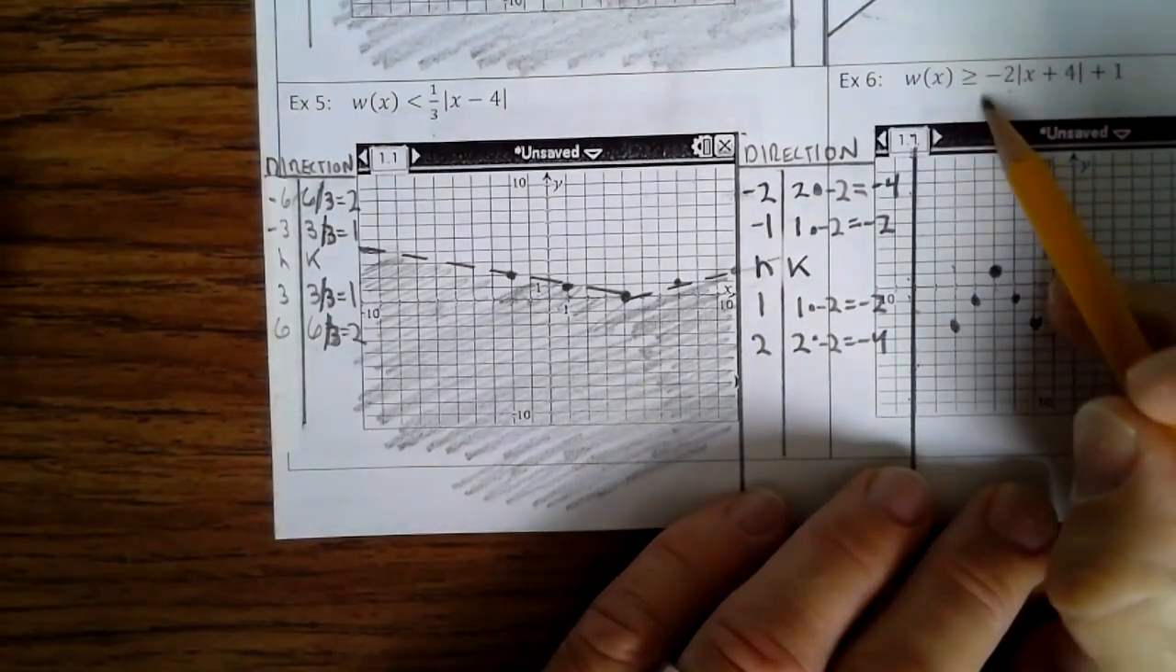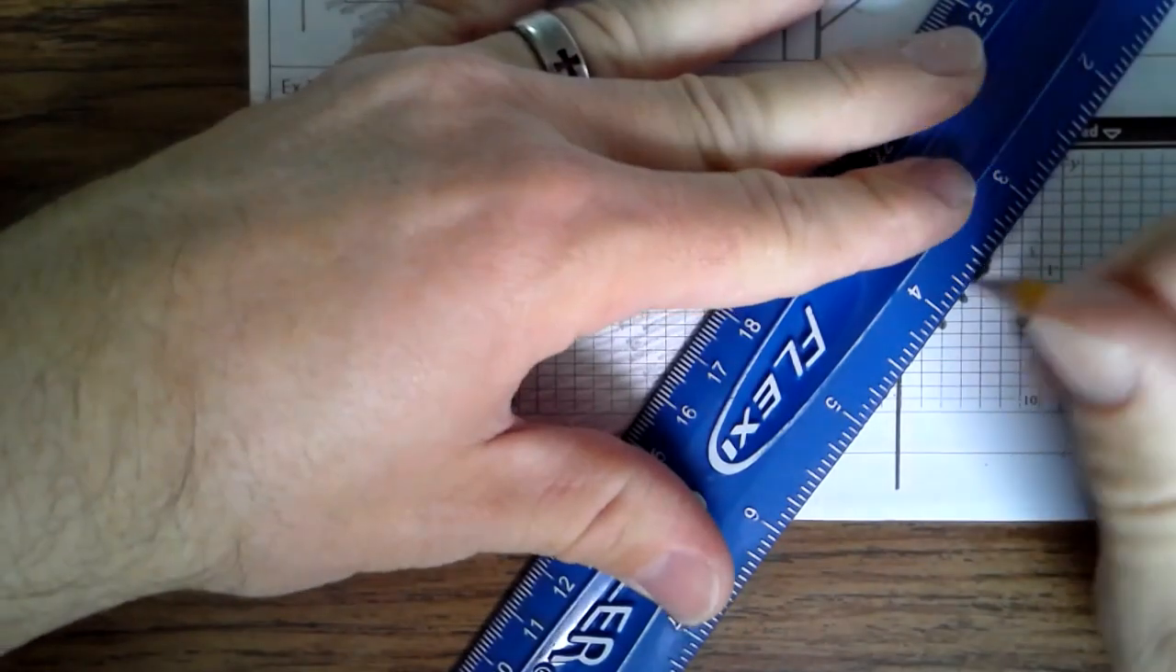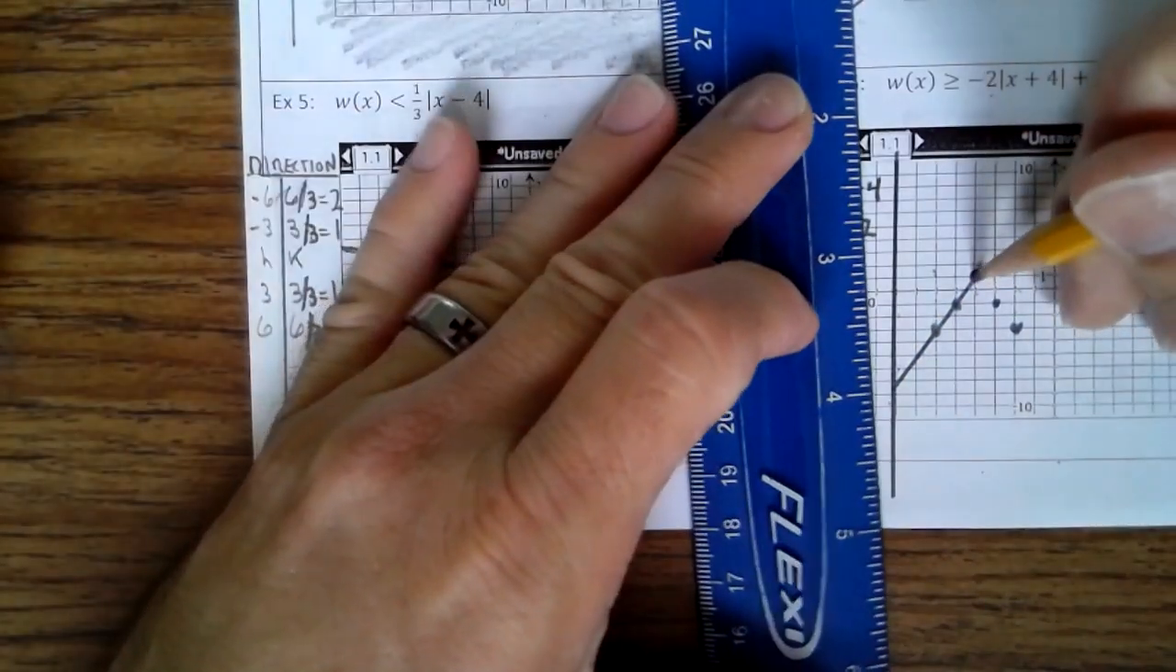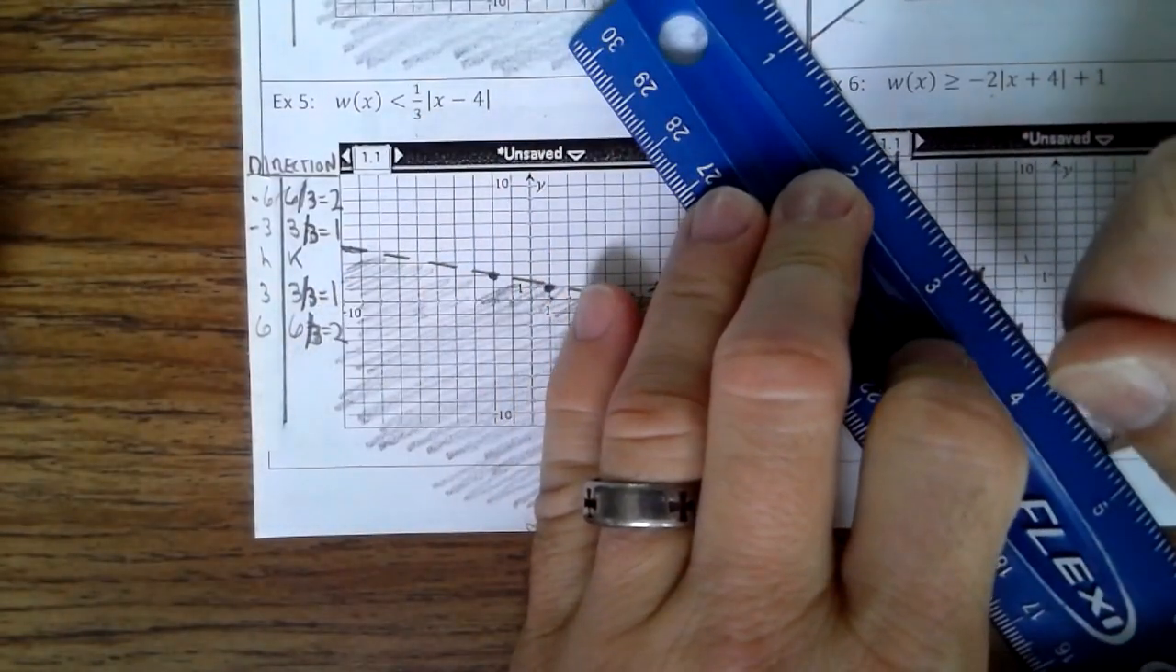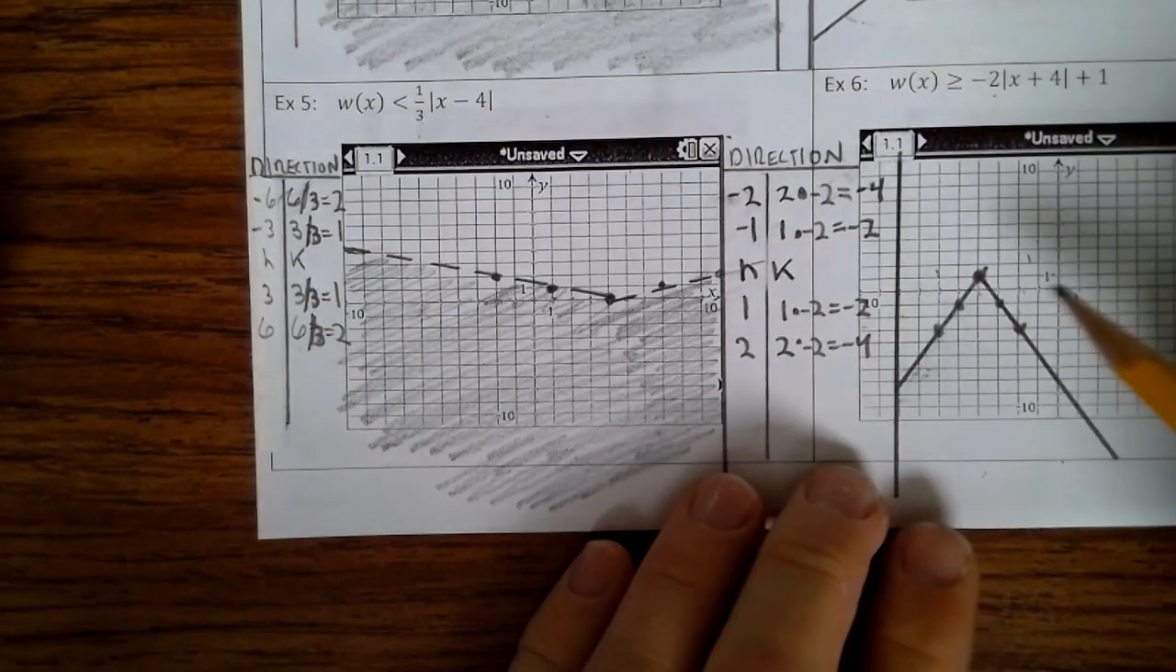We know that there's a line underneath, so it's a solid line. And since it's greater than, we shade above.